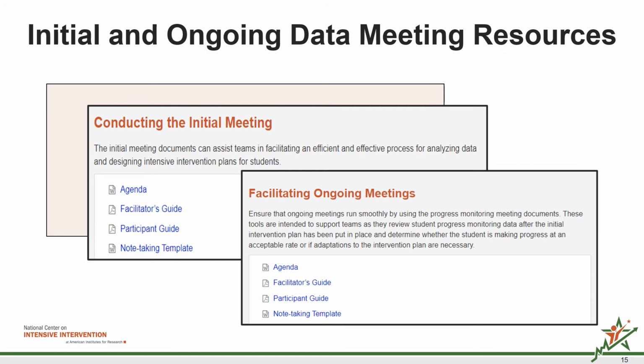Resource number 4. For number 4, we have the initial and ongoing meeting resources. These collections of resources include clear procedures, roles, and timing for reviewing student data, making a plan, and modifying the student plan when needed to support efficient and effective meetings. Both the initial and ongoing meeting materials include a sample agenda, facilitator guide, participant guide, and note-taking template. The main difference between the initial and ongoing meeting resources is that the initial meeting materials are intended to be used to develop the initial intensive intervention plan for the student, while the ongoing meeting materials are used to review and refine that plan based on student data over time.